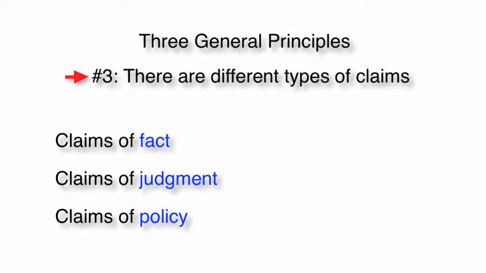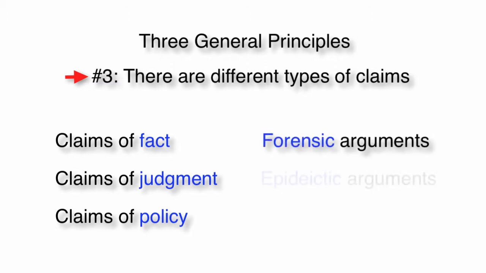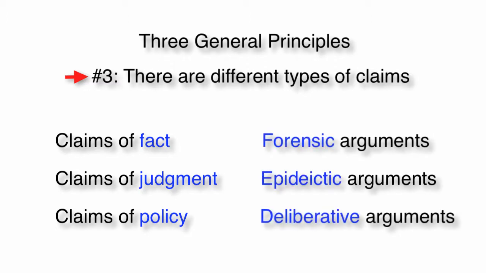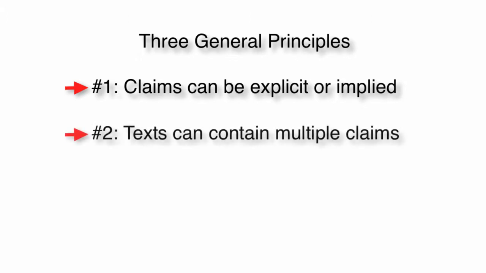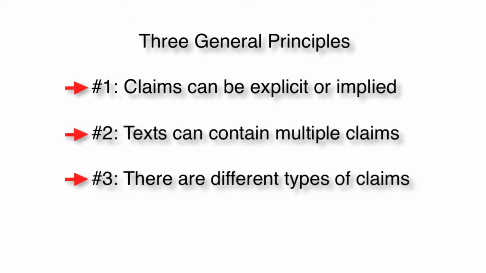These different types of claims match up with a common way of categorizing arguments as forensic, epidictic, or deliberative. To sum up then: 1. Claims can be explicit or implied. 2. Texts may contain multiple claims. And 3. There are different types of claims.